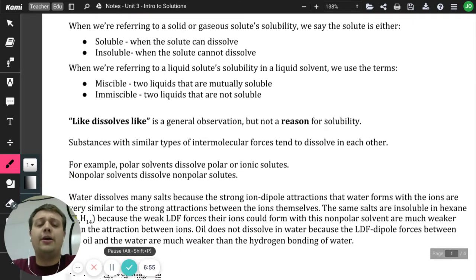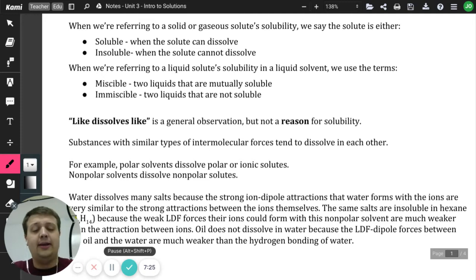Now, we know that some things dissolve some things and other things dissolve other things, right? We know that water will dissolve table salt, but it won't dissolve something like wax. And why is that? Well, that all comes down to this idea that like dissolves like. Now, that is just a general observation, so we shouldn't use it for our reasoning, but like dissolves like.